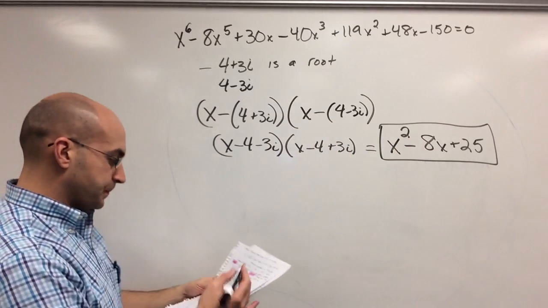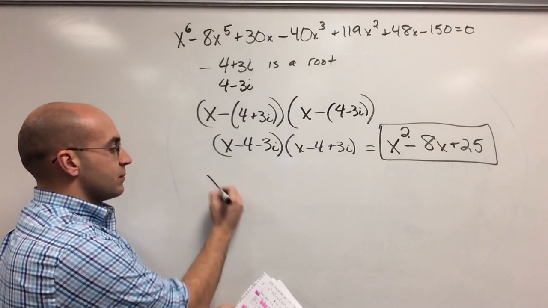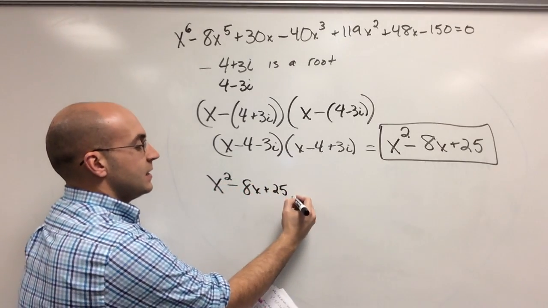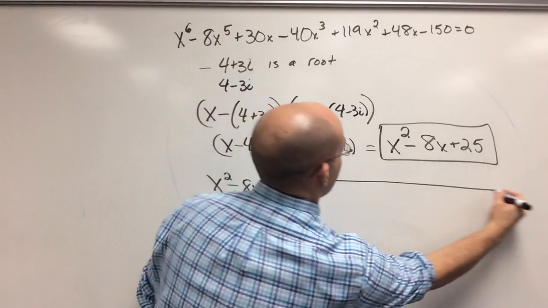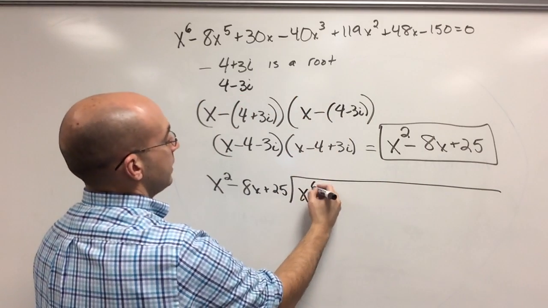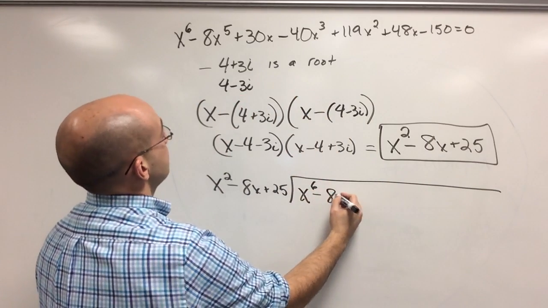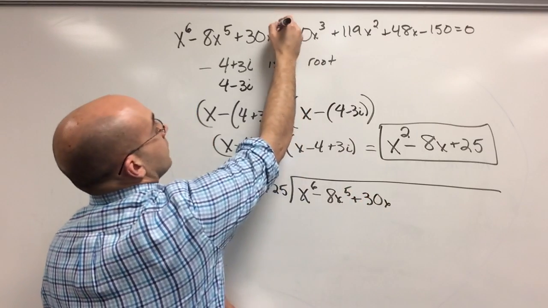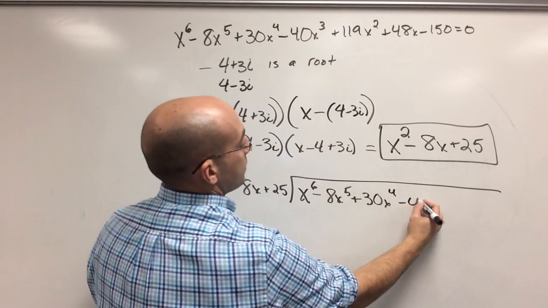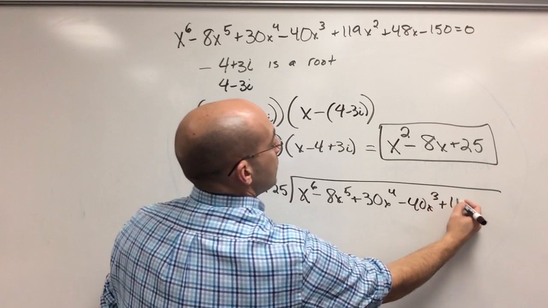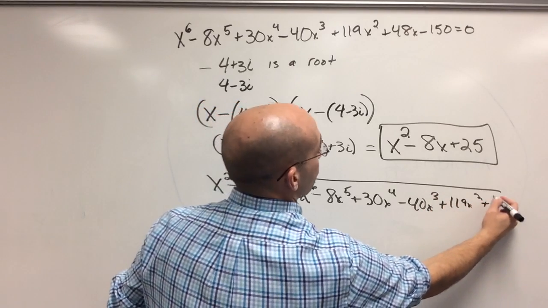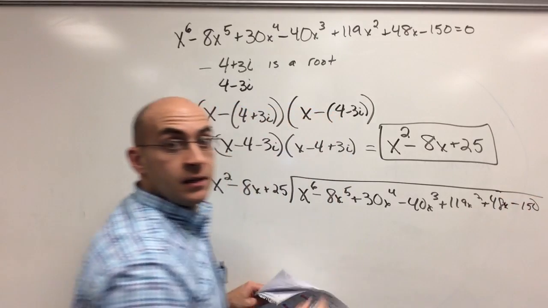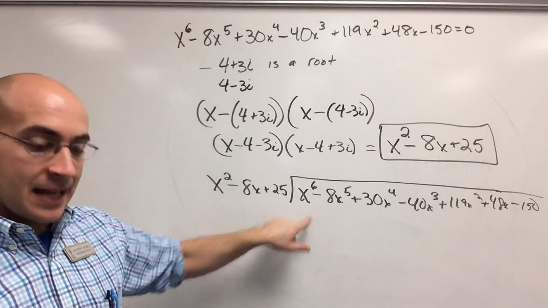What I'm going to do is set up the long division problem. So x squared minus 8x plus 25 is going to divide into this long polynomial. And yes, I'm going to write it, x to the 6th and so on, a whole bunch of stuff here. Oh, that's a 4. 4 minus 40x to the 3 plus 119x to the 2. I'm not going to work this whole thing out because that would take forever. But you get the idea. Hopefully you can see that. Okay, I'm dividing this into that.